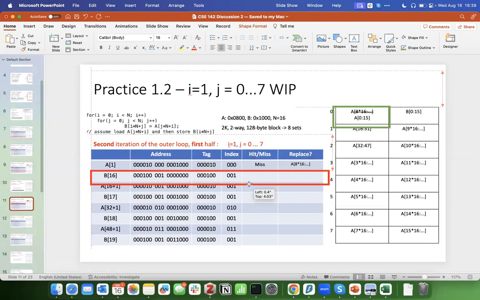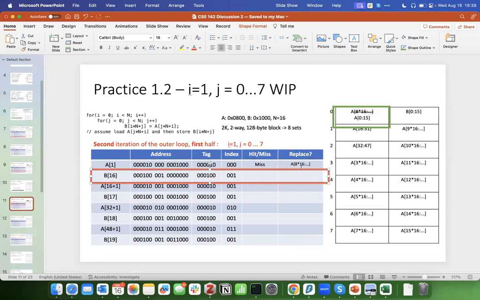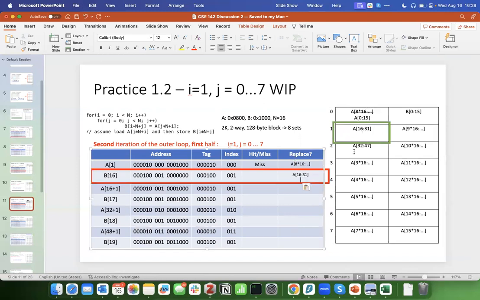And then B16, what kind of hit or miss? Well, that block at index 1 is nowhere to be found. So I need to evict one of the blocks, right? And this one is a little bit older. So I will take out that block, replace it with B16 to 31. Right, this is also a miss. This is a compulsory miss. All right, so I will throw away that block and then replace it with the B block.